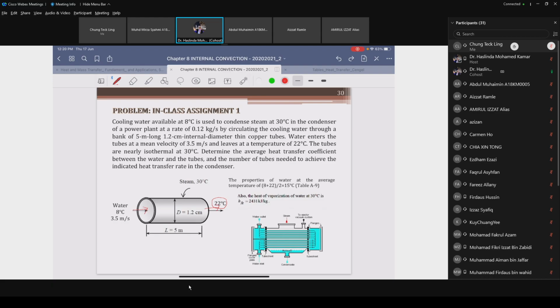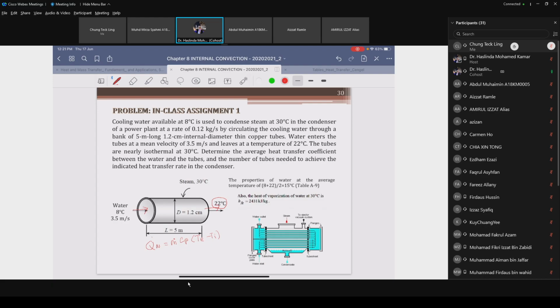The heat transfer due to the steam. That is Q of the water equals M dot of the water, times the specific heat of the water, times T exit minus T inlet. Can you see this?